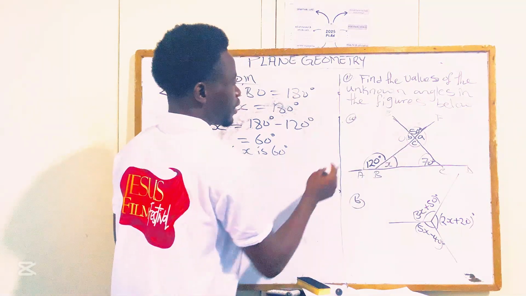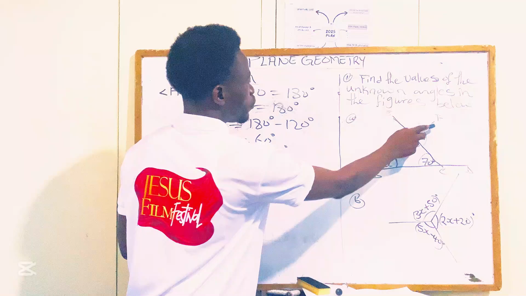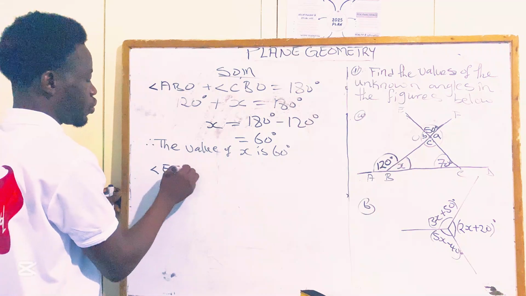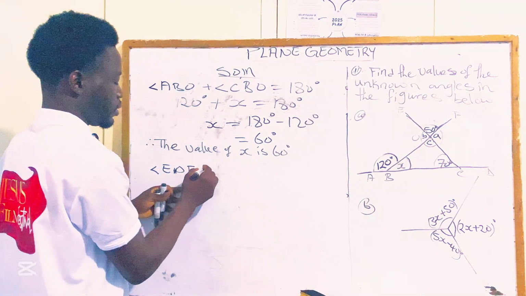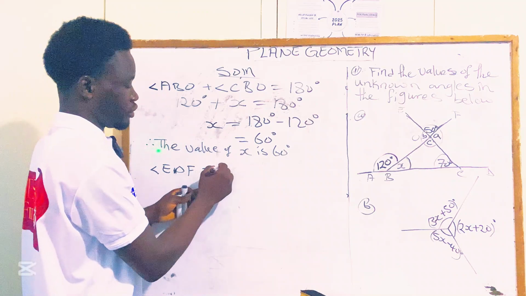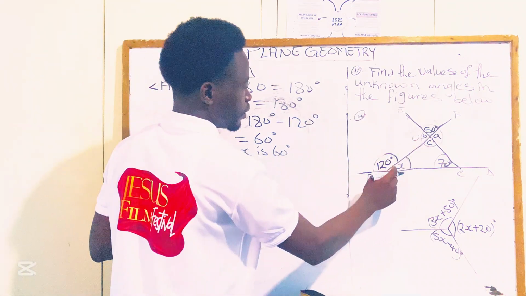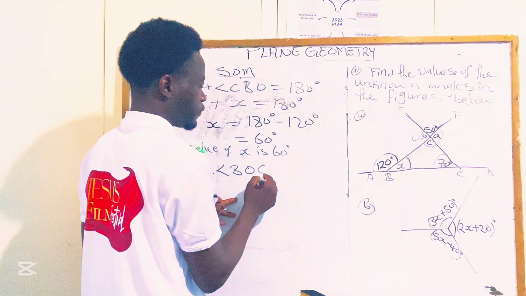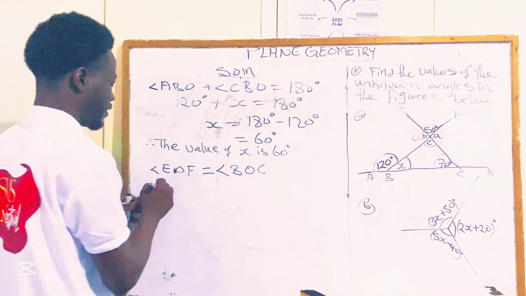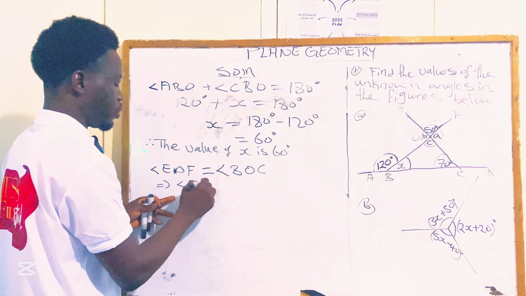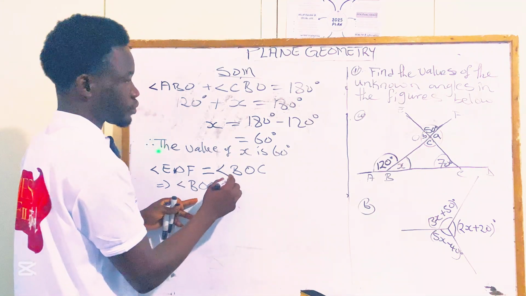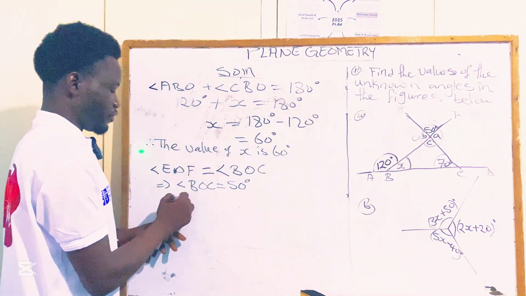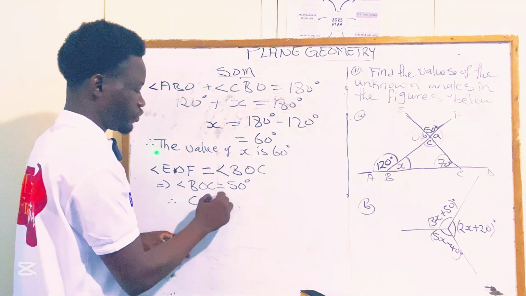Now, let's get to the next angle. This angle here, that is angle EOF, is equal to this angle here, BOC, implying that angle BOC is equal to 50 degrees. So therefore, C is equal to 50 degrees.